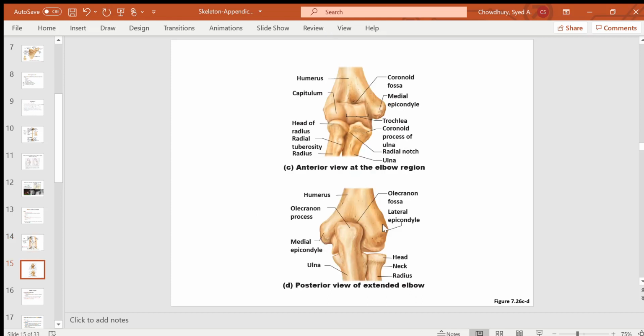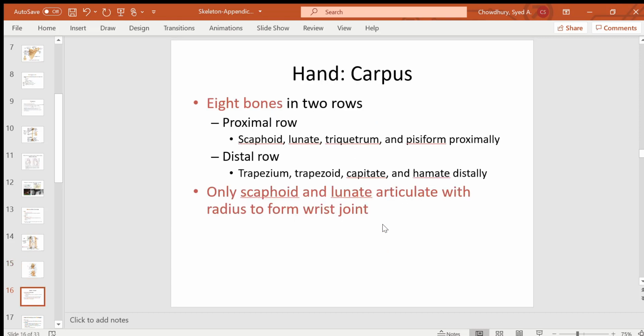Okay, this is the elbow joint I mentioned already. The head of the radius articulates with the capitulum at the lower end of the humerus, and the trochlea articulates with the trochlear notch of the ulna, and that is the elbow joint.